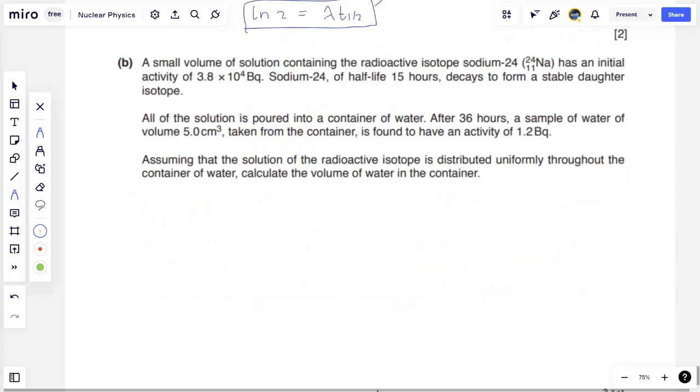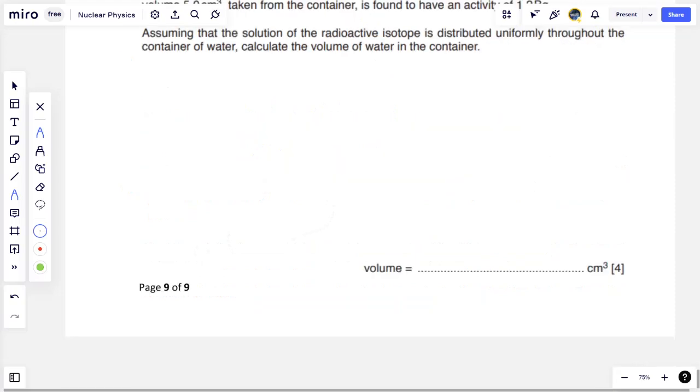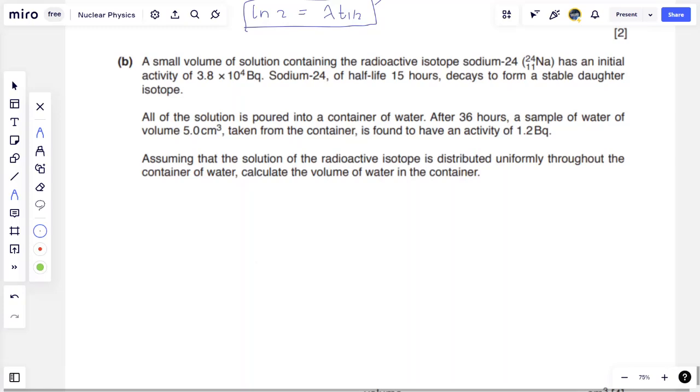Now the next question scares me a bit. It's a lot of reading, okay, and it's worth 4 marks. I'm told a small volume of solution containing the radioactive isotope sodium-24 has an initial activity of 3.8 times 10 to the power 4 becquerel.